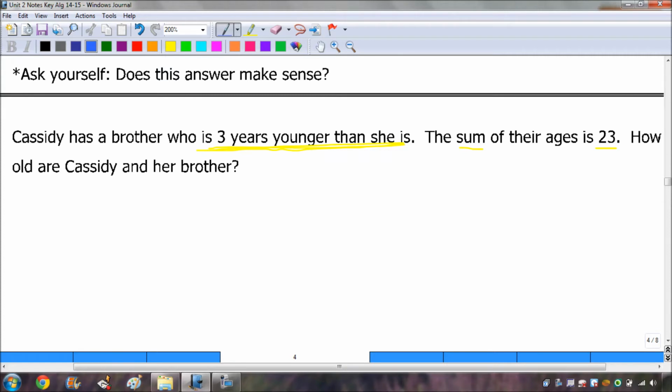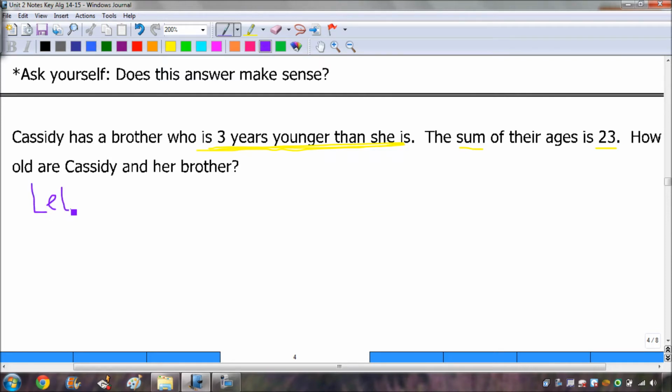And you're going to ask yourself, how many things do I not know? Well, I don't know the age of Cassidy, and I don't know the age of her brother, so I'm going to write 2 let statements because there are 2 things I don't know, okay? Now it says that Cassidy has a brother who's 3 years younger than she is, which means we need to know Cassidy's age before we can figure out her brother's age. So that means that Cassidy will be our first let statement, okay?